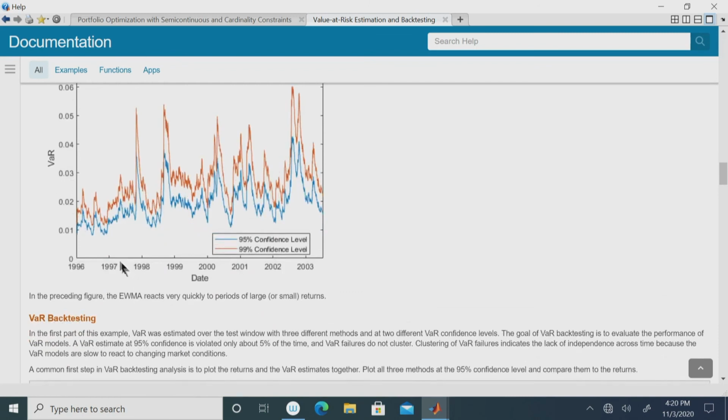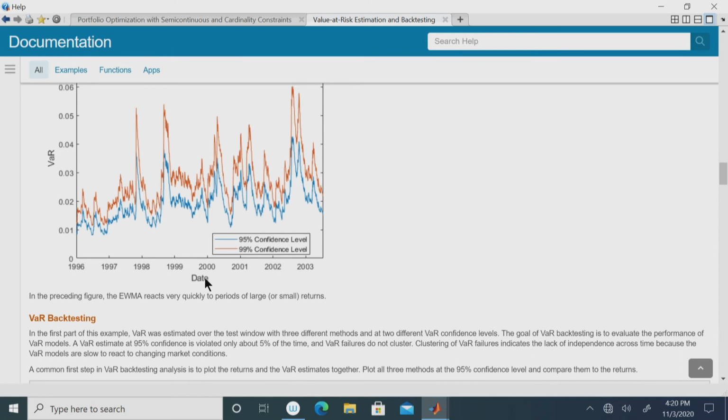So, here you observe that EWMA, given the more volatile nature of the graph as compared to the two preceding methods, you can conclude that the EWMA reacts very quickly to periods of large or small returns. Okay, now, once we have done these three approaches, we have calculated the VAR.